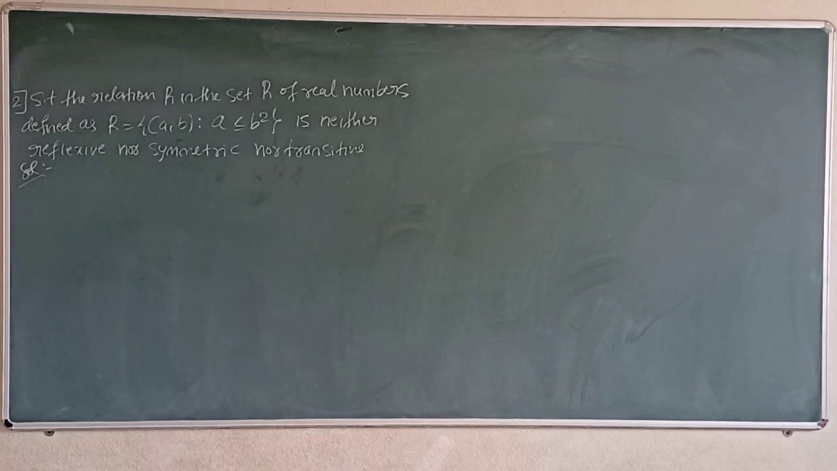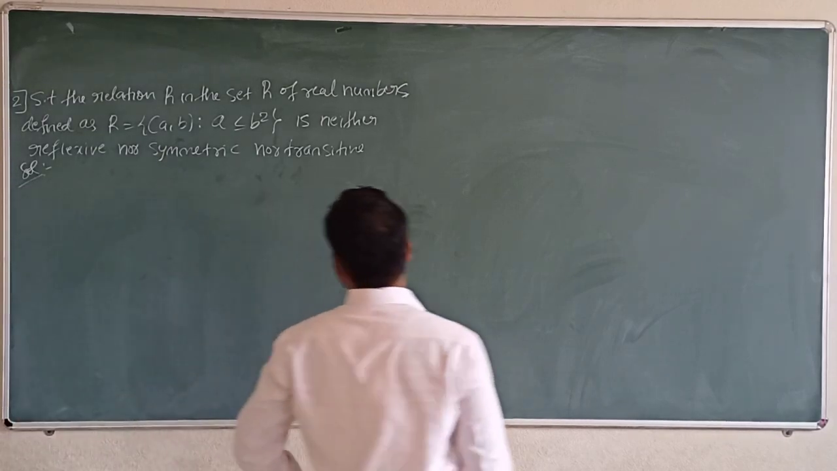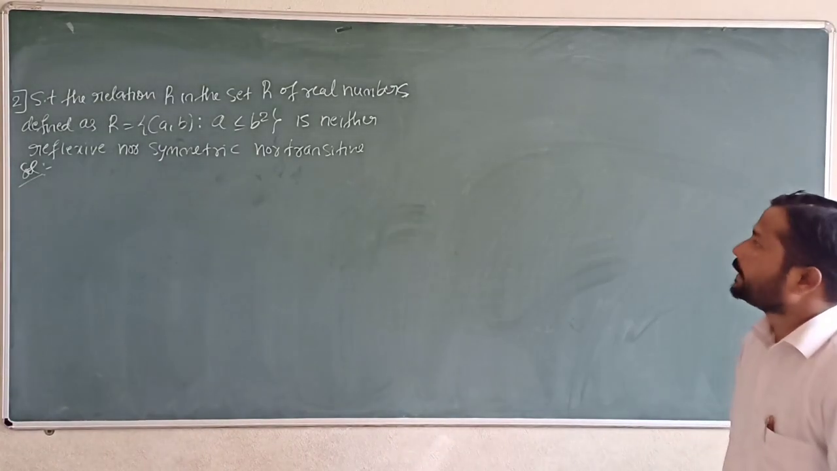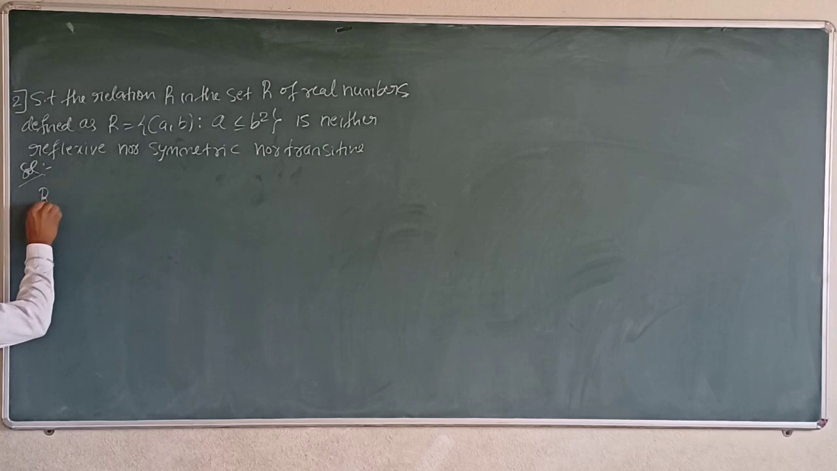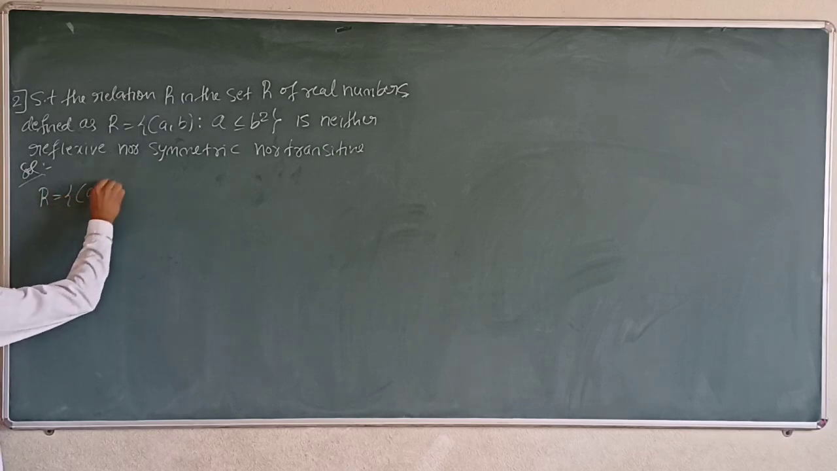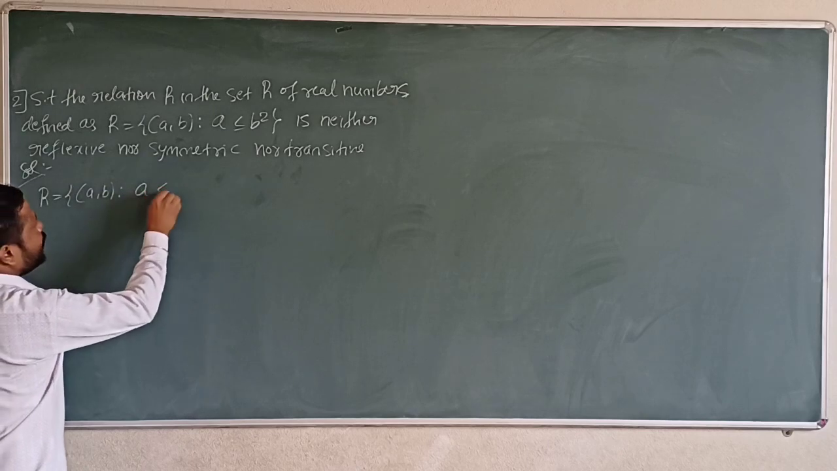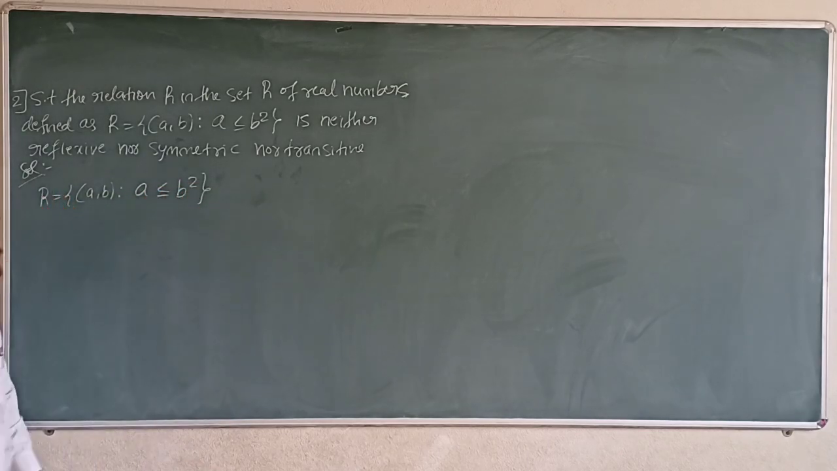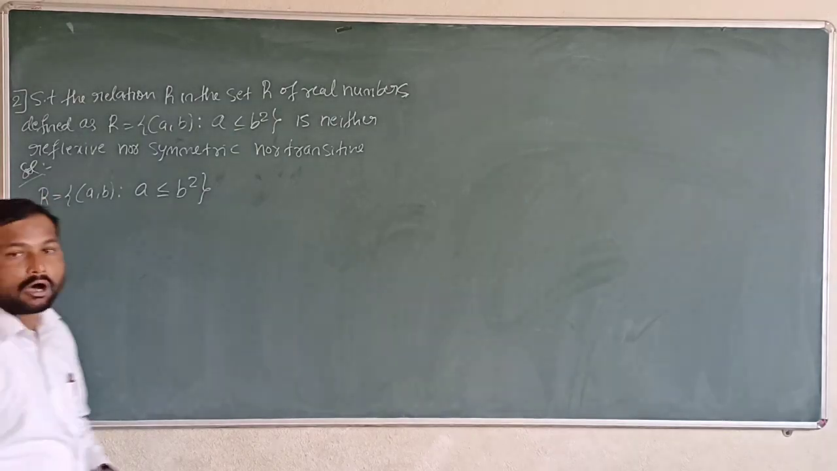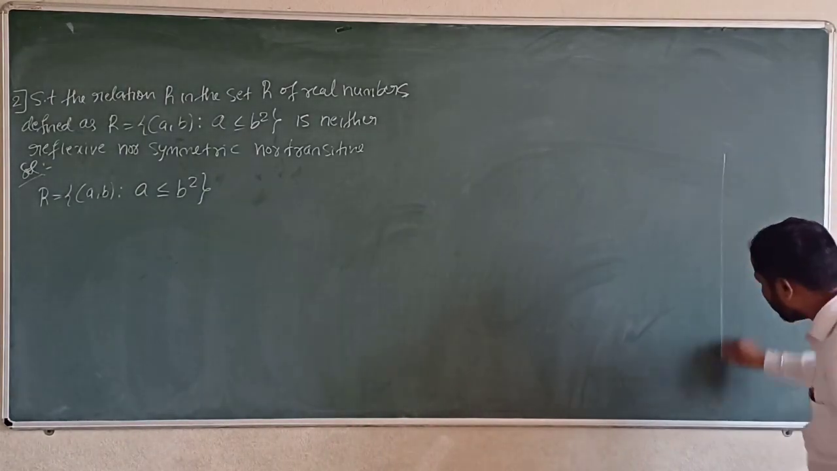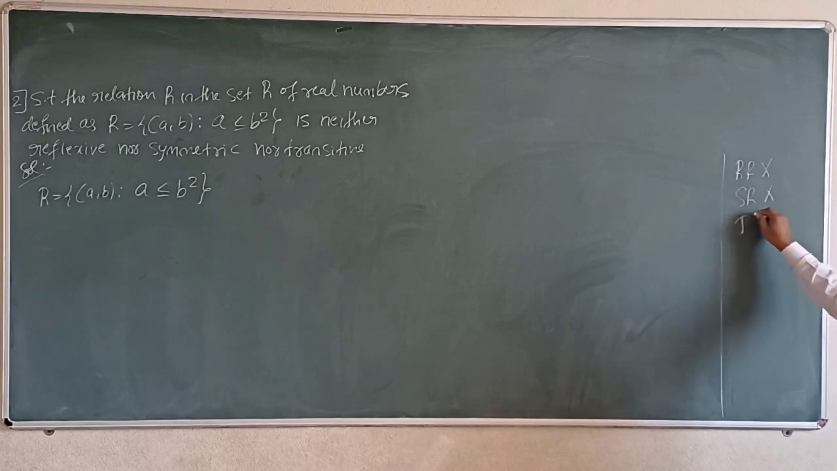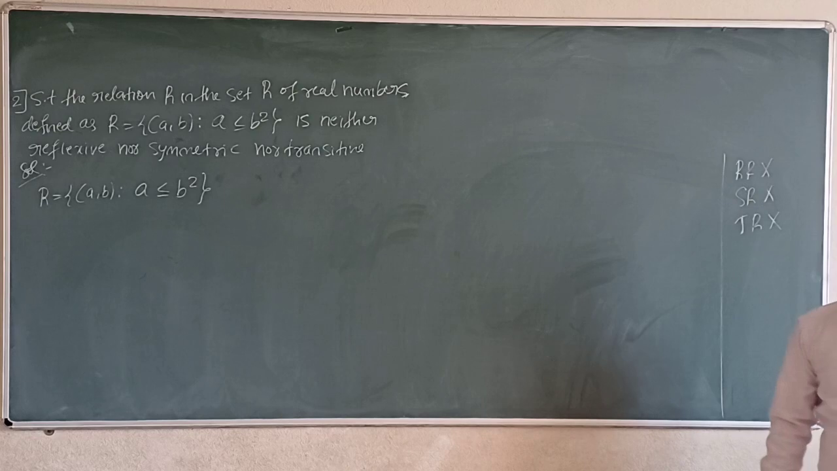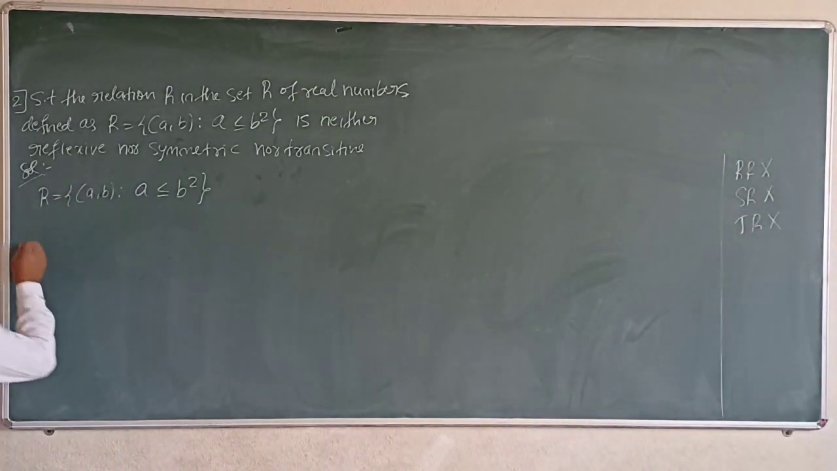Right, take up question number 2. Show that the relation R in the set of real numbers, defined as R equals the ordered pairs (a,b) such that a is less than or equal to b square, is neither reflexive, nor symmetric, nor transitive. The relation is not reflexive, not symmetric, not transitive. Not even one holds. Right?